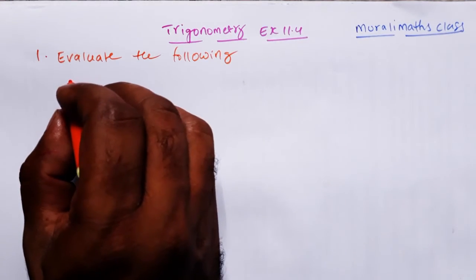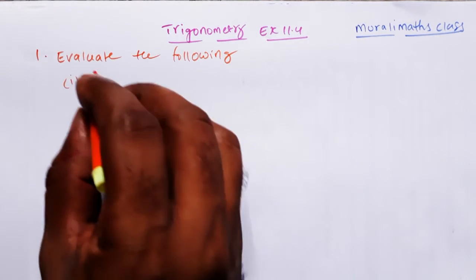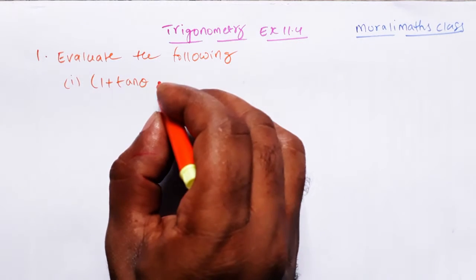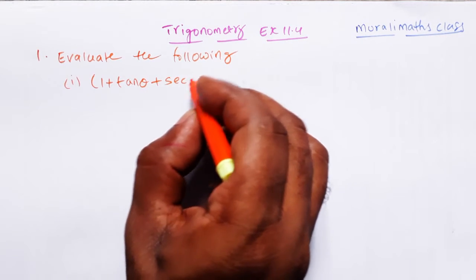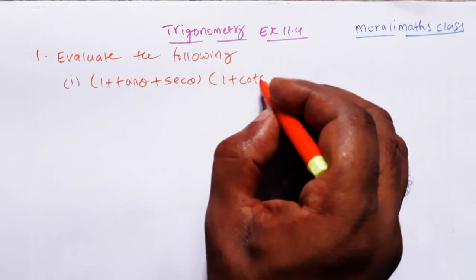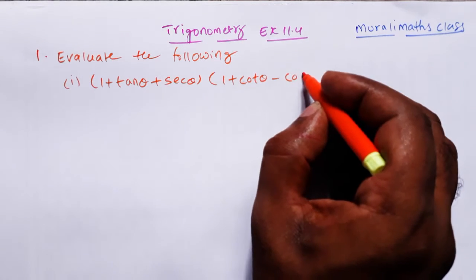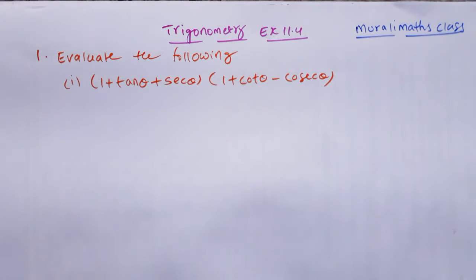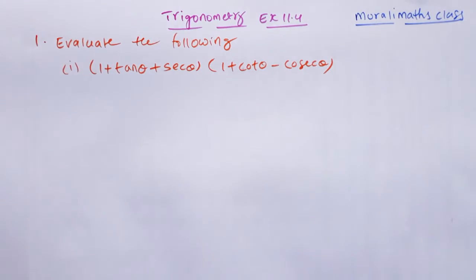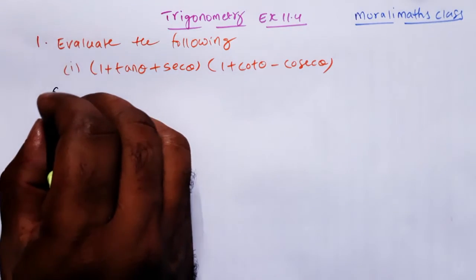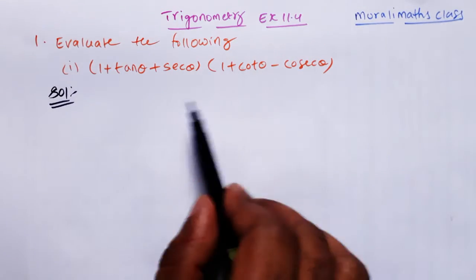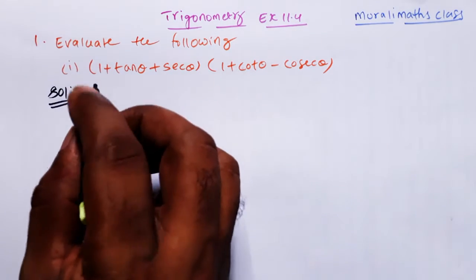So in that first sub problem, that is (1 plus tan theta plus secant theta) into (1 plus cot theta minus cosecant theta). So this is the given problem. Now we will see how to solve this. So evaluate means we have to simplify this. Okay? Yes. Now observe here.